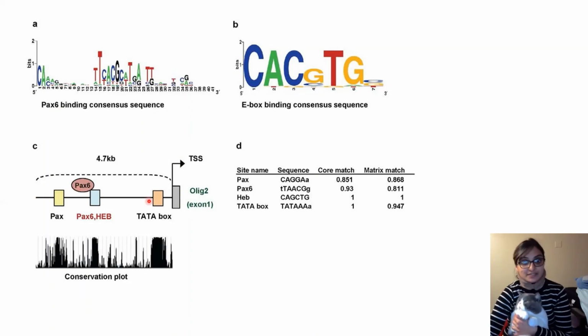You can see there's a TATA box and PAC6 is binding, and people are trying to figure out the consensus sequence here. And this is showing conservation plots, just data analysis here. We can see the site name, sequence, matches, E-box, binding consensus sequences. So sequence logos are everywhere.